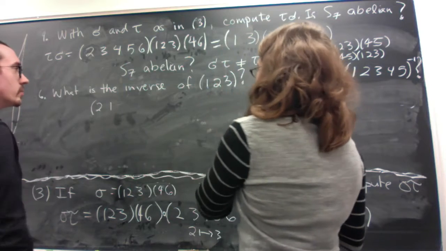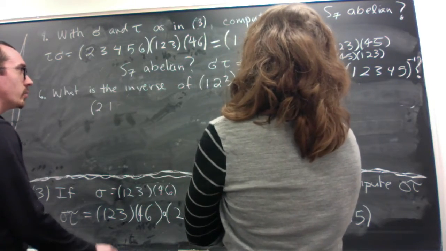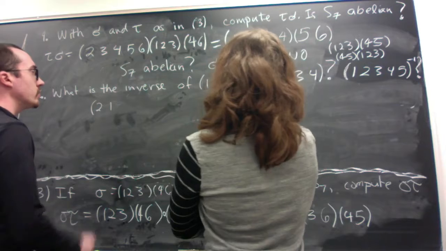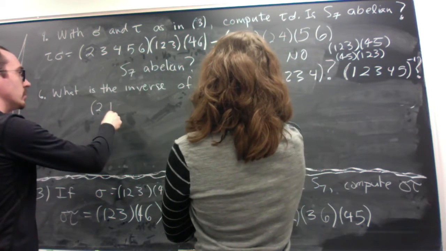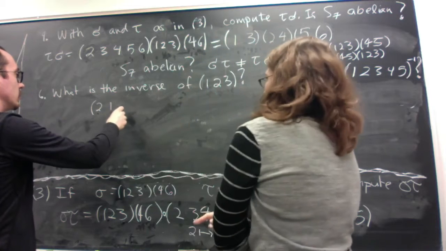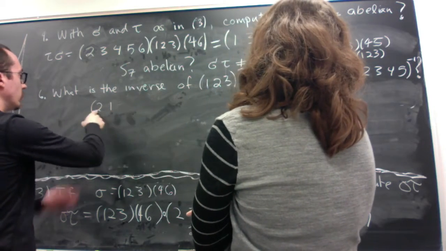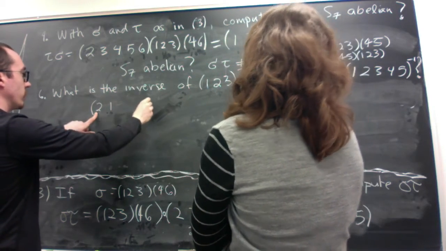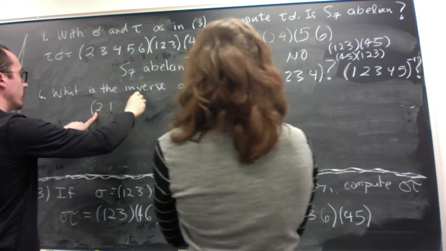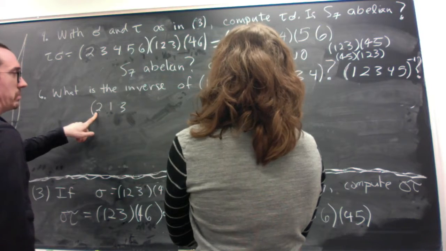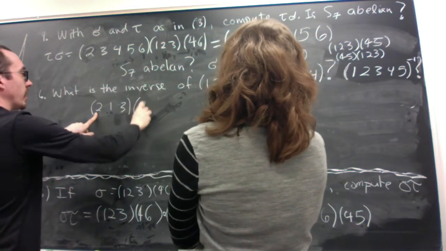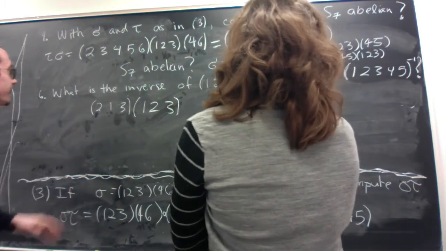Okay, so can you say that one more time? So we want 2 to go to 1, 3 to go to 2, and 1 to go to 3. Okay. So 2 goes to 1, 3 goes to 2, so that would be like... Maybe? Why don't we check? Let's check. That seemed like it was too easy.